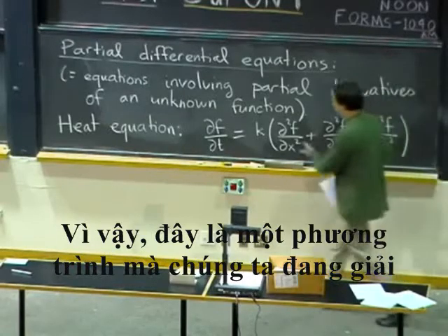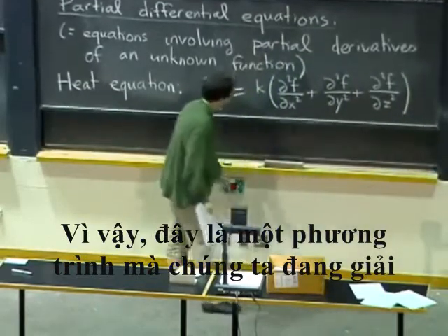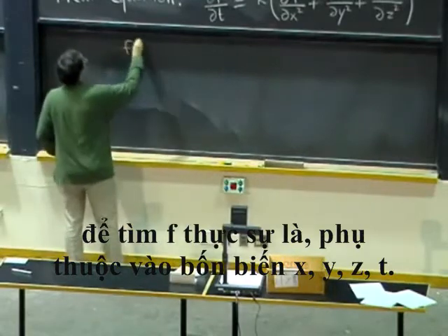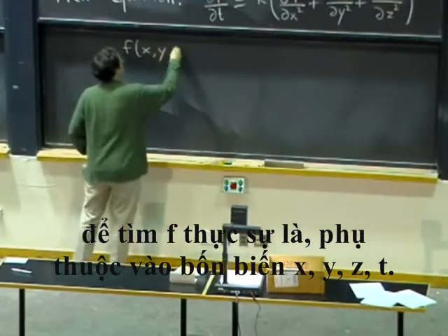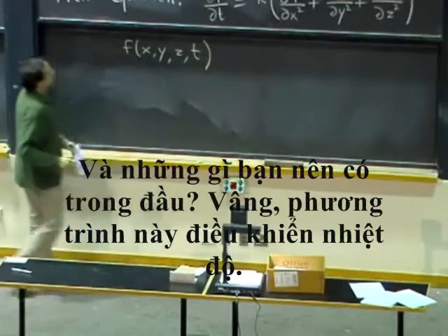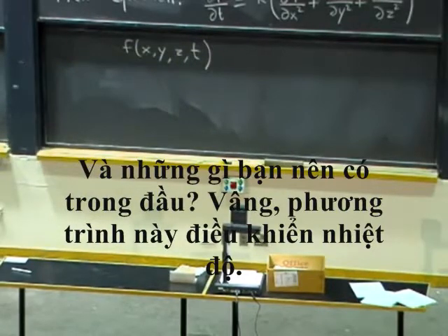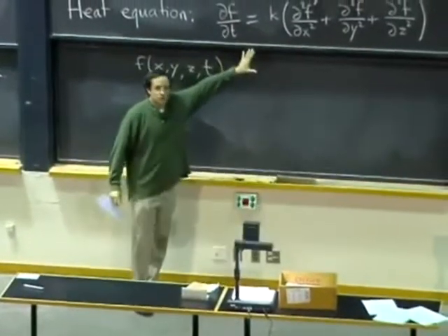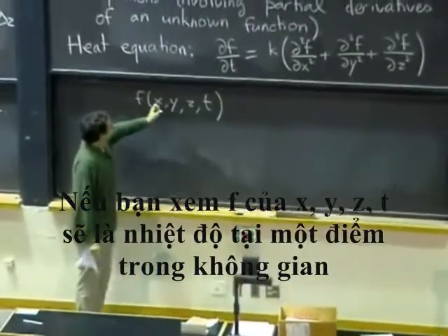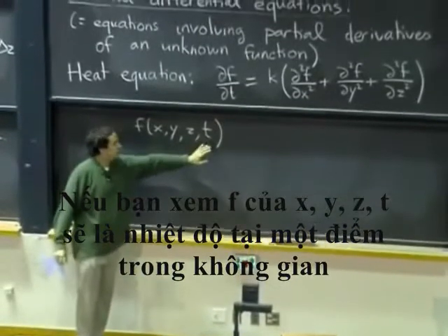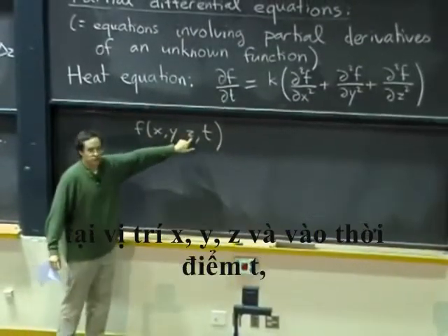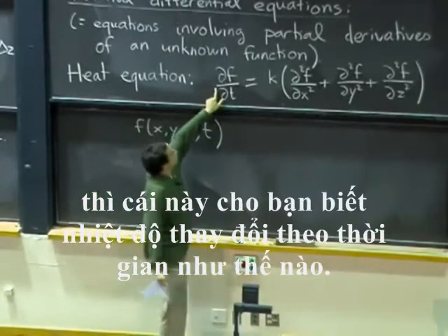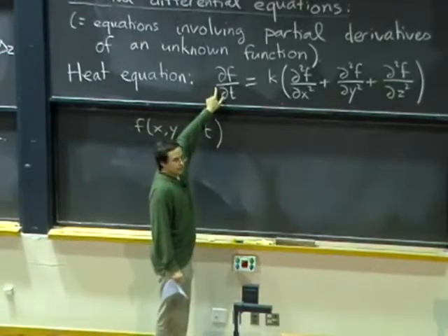This is an equation where we're trying to solve for a function f that depends on 4 variables, x, y, z, and t. What should you have in mind? Well, this equation governs temperature. If you think of f of x, y, z, t as the temperature at position x, y, z and at time t, then this tells you how temperature changes over time.